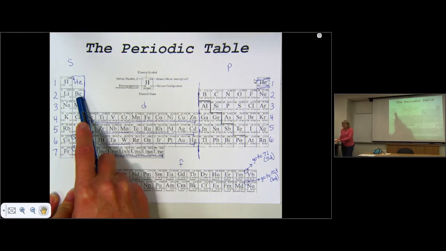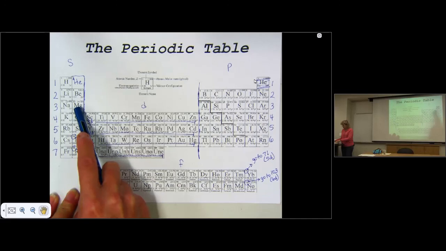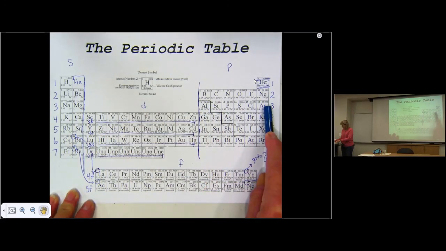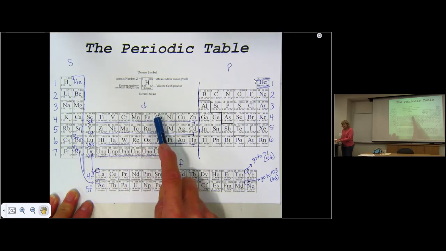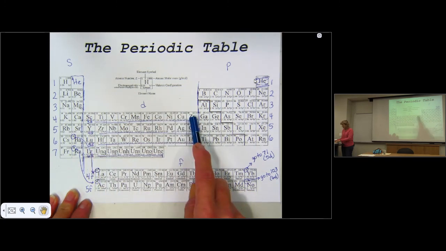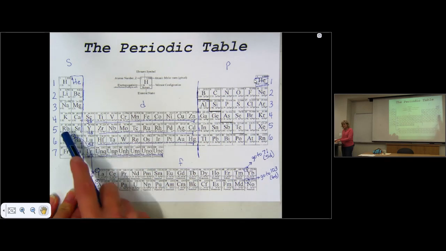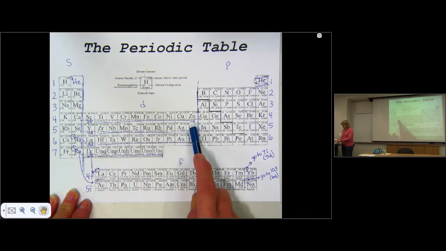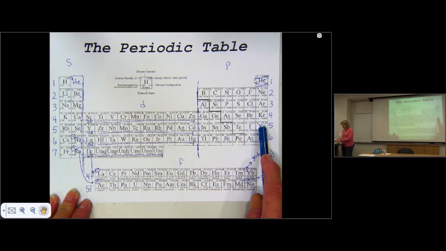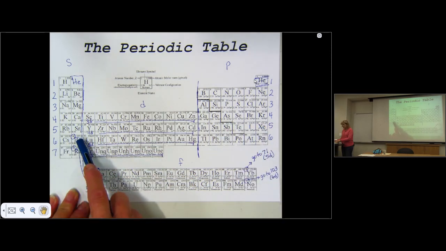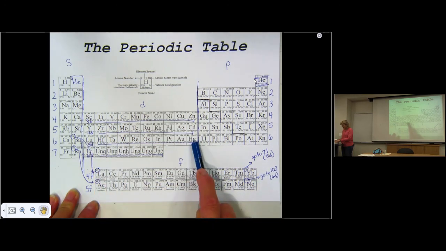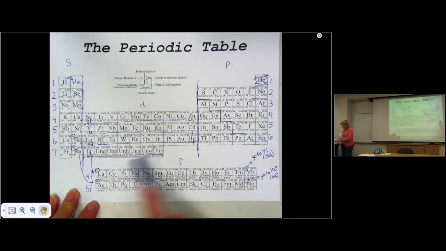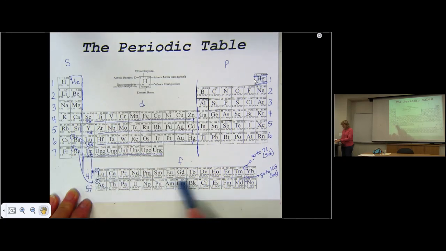1s2, 2s2, 2p6, 3s2, 3p6, 4s2, 3d, put your phone up, all the way, 3d10, 4p6, 5s2, 4d10, 5p6, 6s2, 4f14, 5d10, 6p6, 7s2, 5f14, 6d7.